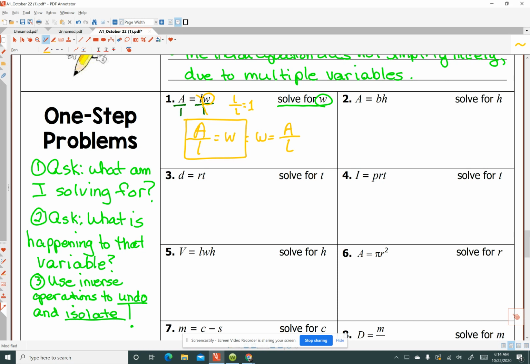Let's look at number 2. We're solving for H. What is happening to H? H is being multiplied by B. So I will divide by B. Whatever I do to one side of an equation, I do to the other. And that leaves me with an isolated H. H equals uppercase A over lowercase b.